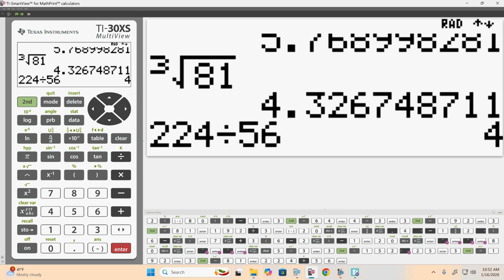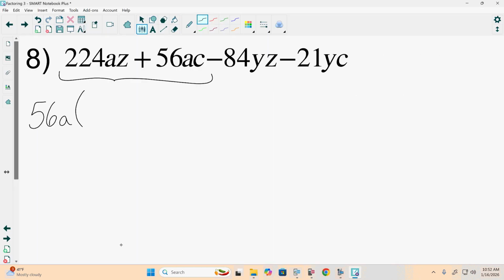224 divided by 56 is 4. The A factors out, leaving me with Z. Plus 56 divided by 56 is 1. A divided by A is 1, so both of those factor out completely, leaving me with C. So 56A times 4Z plus C is what this is going to factor to once we get that greatest common factor out. All right, guys, focusing. We good with this so far?